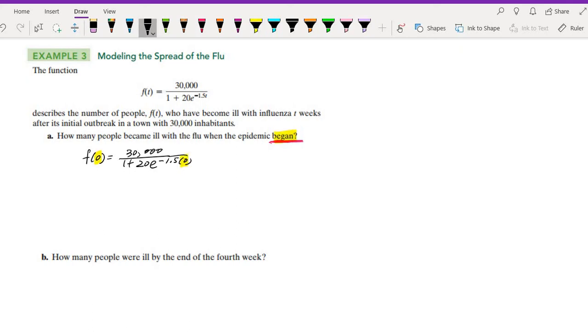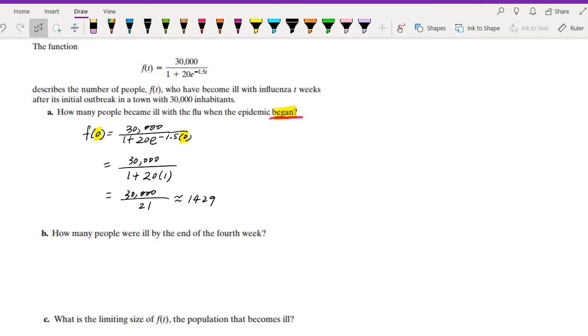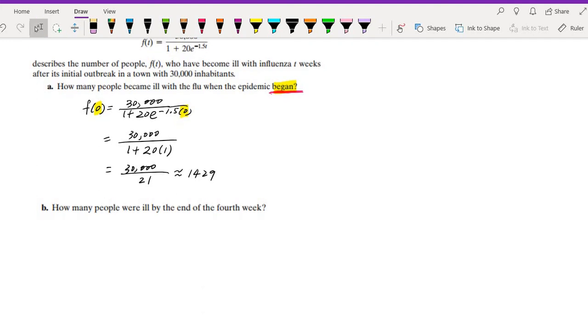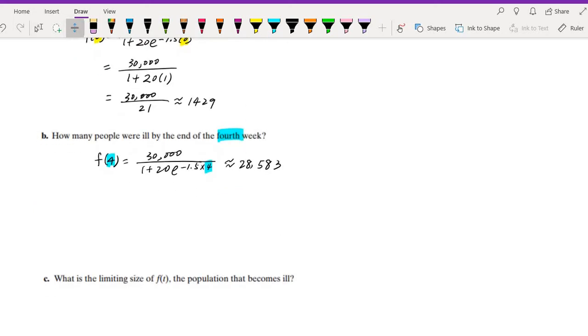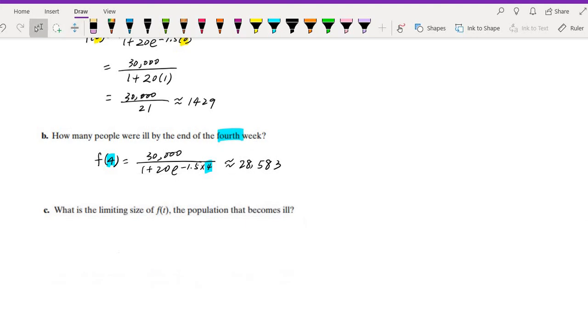It's just a substitution. So that will be e to the negative 1.5 times 0. We said the t is 0. Okay, the beginning means 0. If you think about this, e to the 0th power just gives you 1, right? This actually is 30,000 over 21. It's around 1429. And then the second question: how many people were ill by the end of the 4th week? Now we're talking about the 4th week, so just plug 4 into your function. You can do this using a calculator. You should get around 28,583 people.